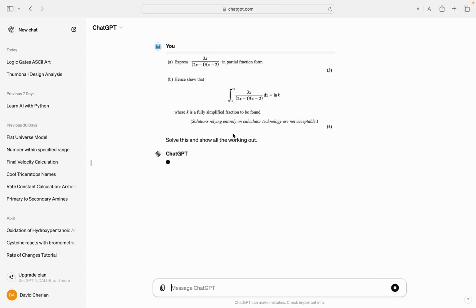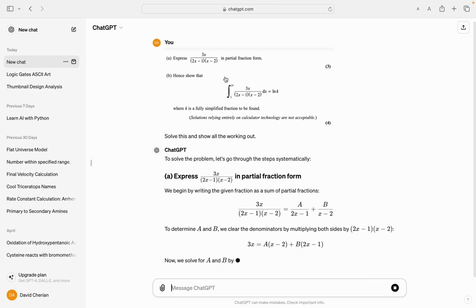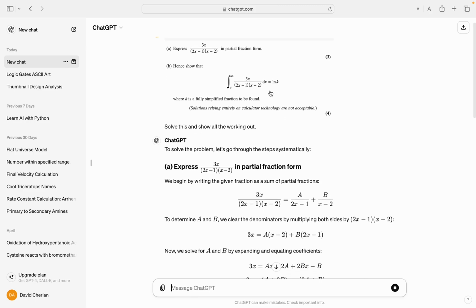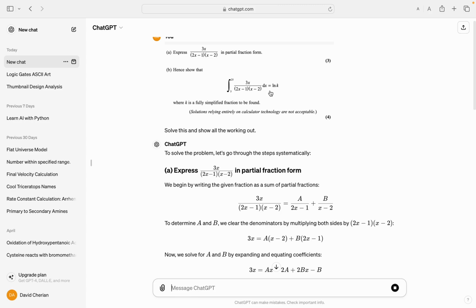So the question, as you guys can see, is to express 3x over (2x minus 1)(x minus 2) in partial fraction form. Show that this integral is equivalent to ln k, where k is a simplified fraction to be found. This total question is worth 7 marks, and this is an Excel math style question, just to point it out. Okay, let's see how the new software has solved this type of question.